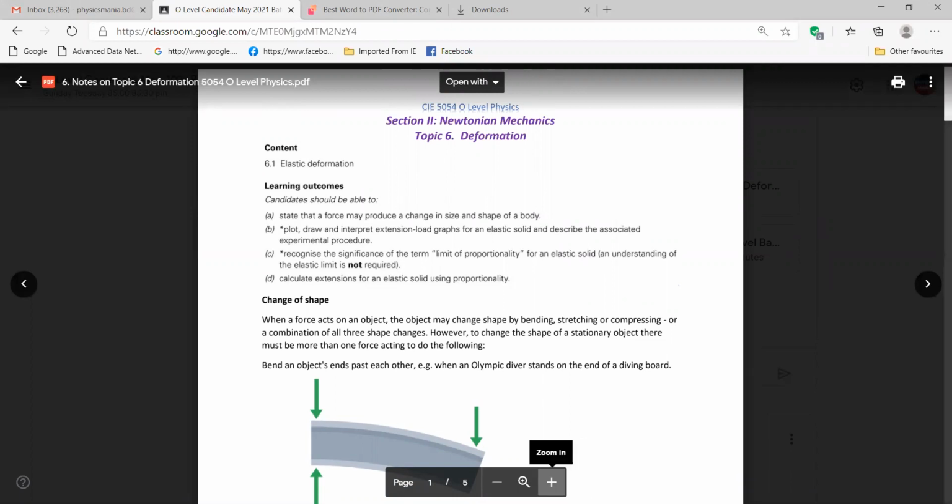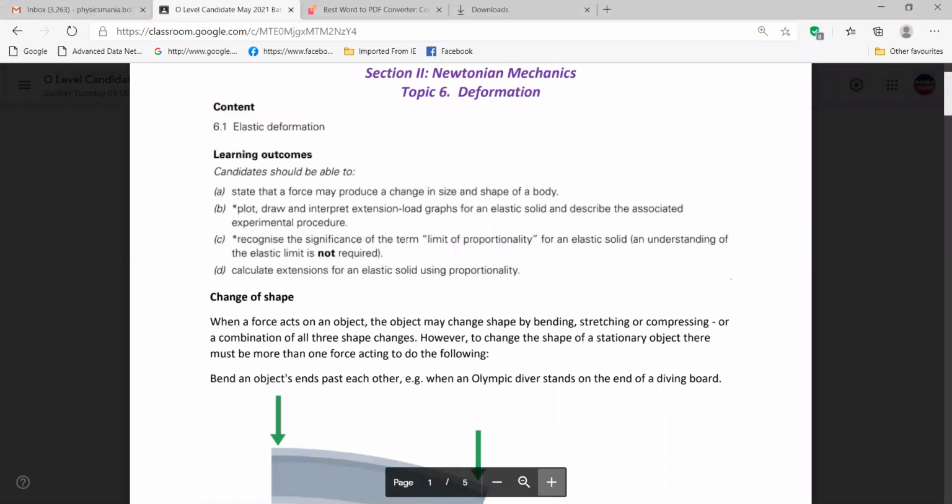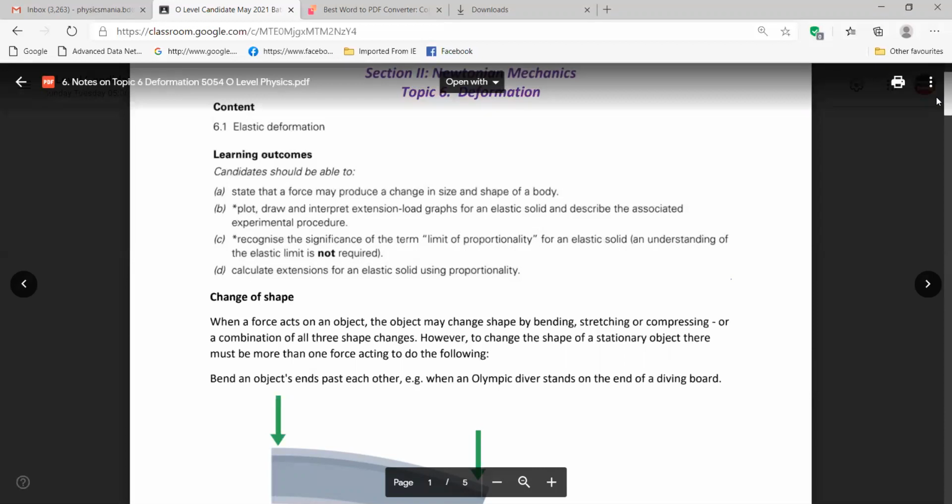State that a force may produce a change in size and shape of a body. Plot, draw and interpret extension-load graphs for an elastic solid and describe the associated experimental procedure. Recognize the significance of the term limit of proportionality for an elastic solid; understanding of the elastic limit is not required. Calculate extensions for an elastic solid using proportionality. Okay, then continue.